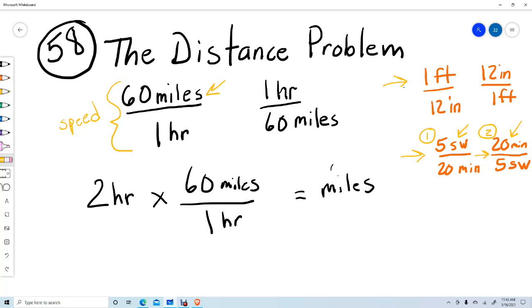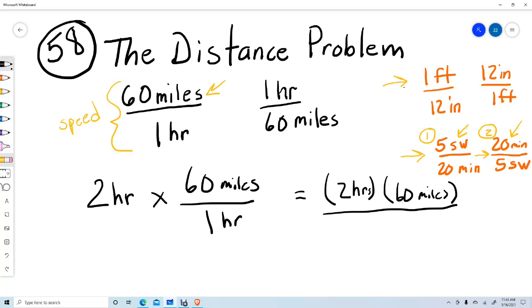So that would be, oh my goodness, I'm having pen problems. 2 hours times 60 miles, all over 1 hour. And this cancels. And I'm left with 2 times 60 on top, or 120 over 1, and that's just 120 miles.